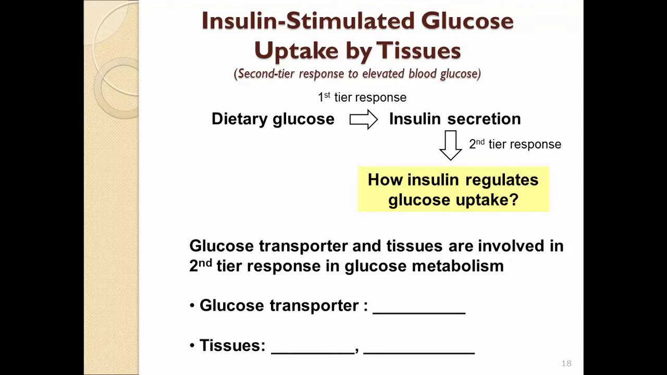Yeah, let's just finish this slide. So the first tier response is that the dietary glucose causes increased blood glucose levels and stimulates insulin secretion from the beta cell. And then insulin is a very important hormone that triggers a secondary response. That means to stimulate glucose uptake into the cell, right, and to reduce the blood glucose level. So the secondary response involves two things. One is insulin, and the second is the glucose transporters, particularly GLUT4.